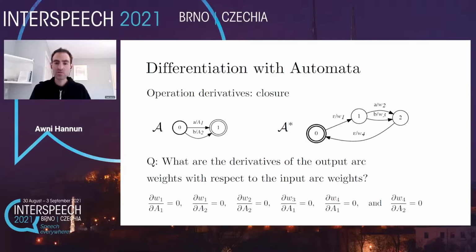So you can see that computing the derivative of the weights of the output graph with respect to the weights of the input graph is often a matter of bookkeeping. Which arc did the output arc come from in the input graph? If you know that, then you know which of the derivatives are non-zero, which are 1, and the rest are 0.